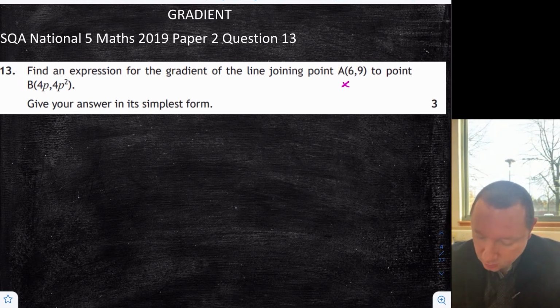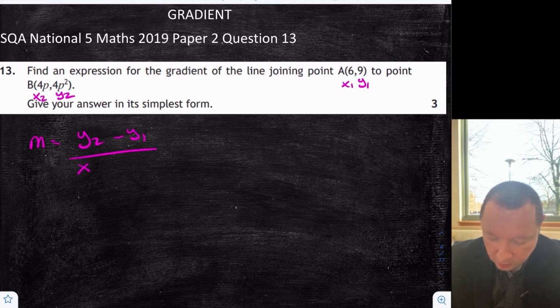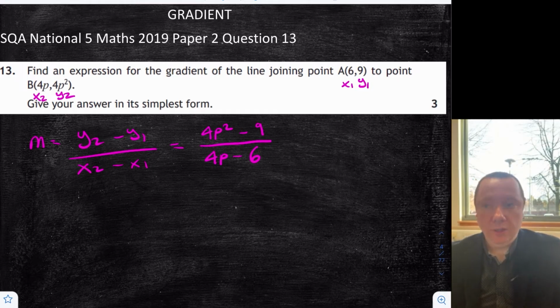So A is x1 and y1, and then we've got x2 and y2. So m is y2 minus y1 over x2 minus x1, which equals 4p squared minus 9 on the top, and x2 is 4p minus 6 on the bottom. You'll get a mark just for substituting it in, but then we need to tidy that up, so it's now become algebraic fractions. So we can factorise the top and maybe the bottom and then work on it there.